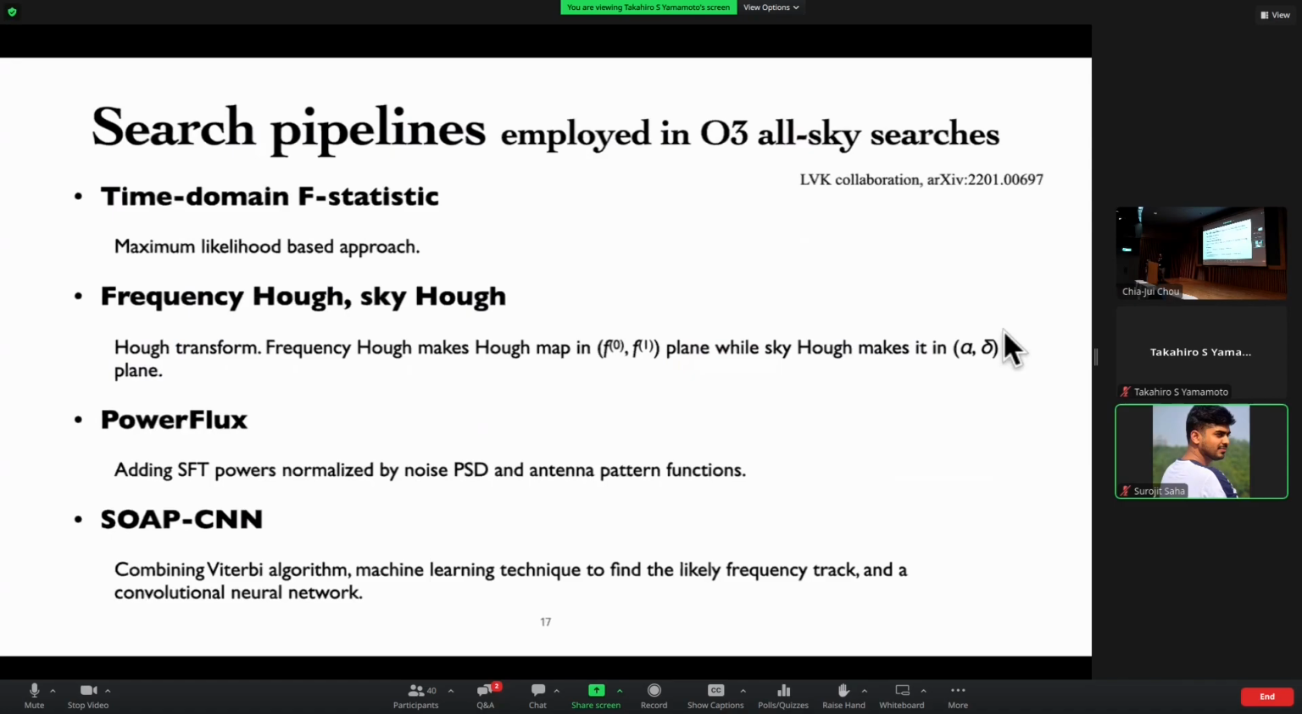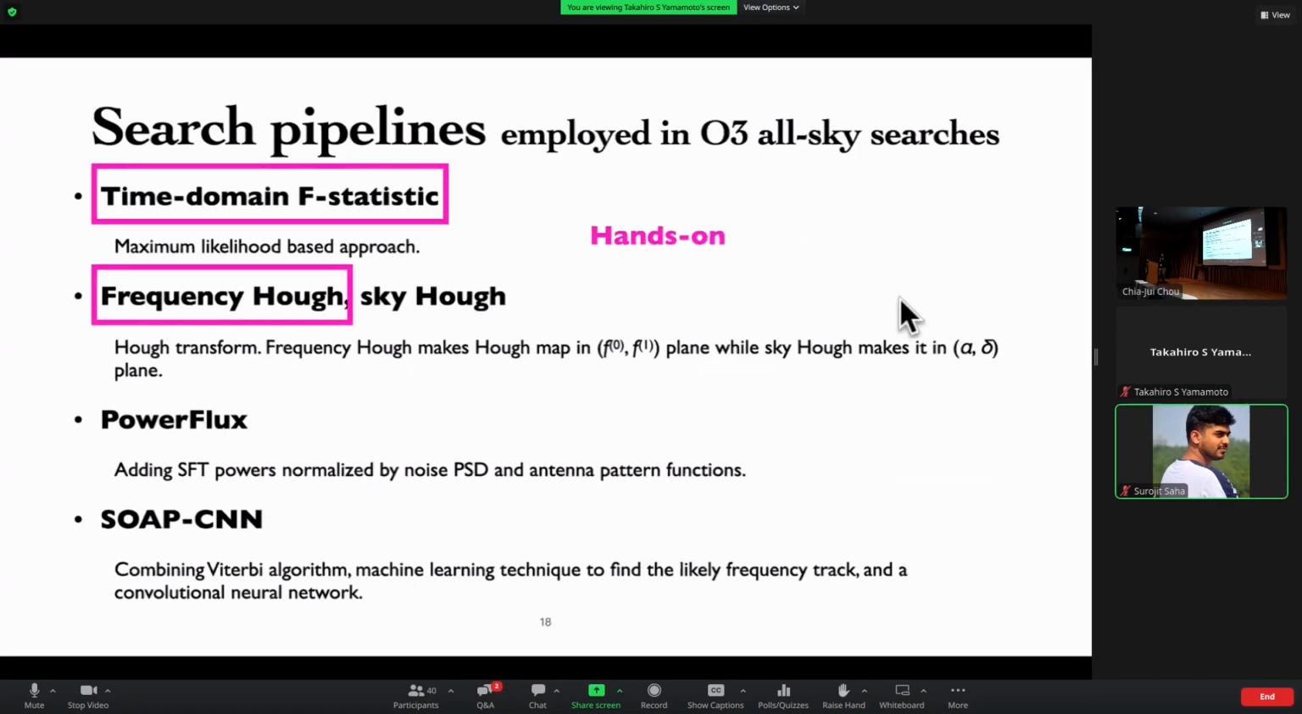These are the search pipelines employed in all-sky searches: the time domain F-statistic, FrequencyHough, SkyHough, PowerFlux, and SOAP CNN. We provide hands-on tutorials for the F-statistic and the FrequencyHough, so I will explain them.